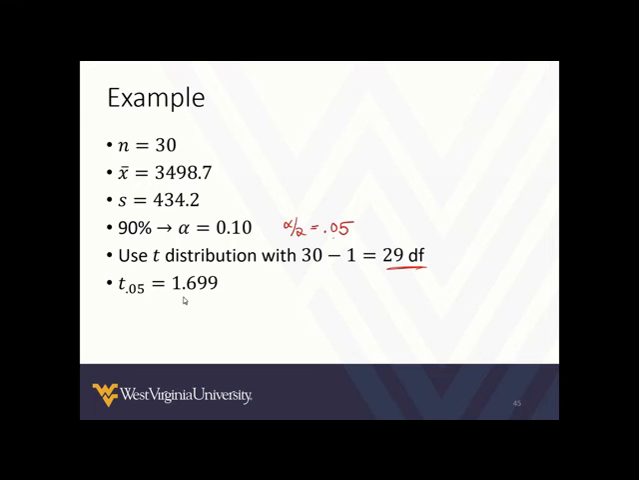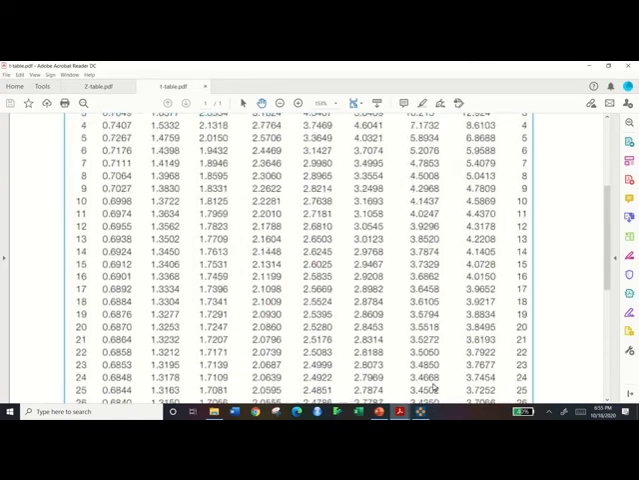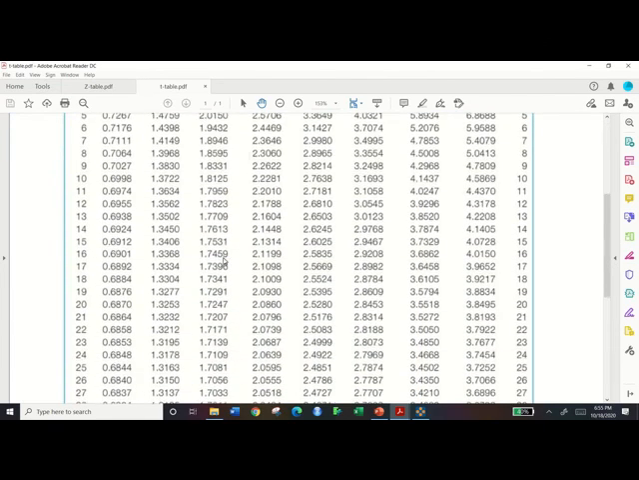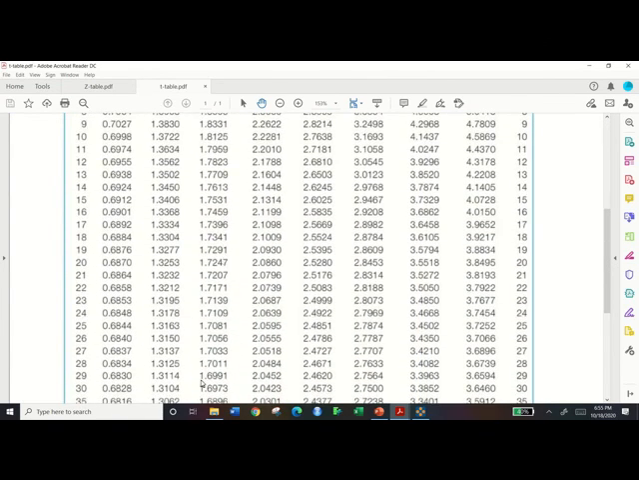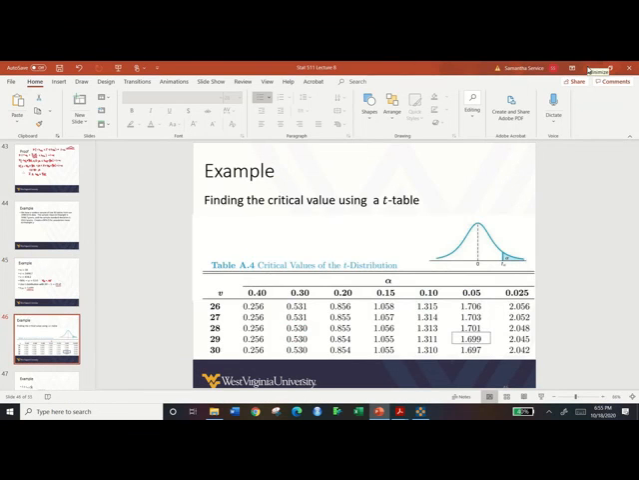So if we look in our table, we'll get a critical value of 1.699, but let's check it out to be sure. So pulling up our t-table, again, our alpha over 2 would be 0.05 and degrees of freedom of 29. And so there we have it right here, 1.6991. I see I dropped the 1, but that's all right. Not a big deal.